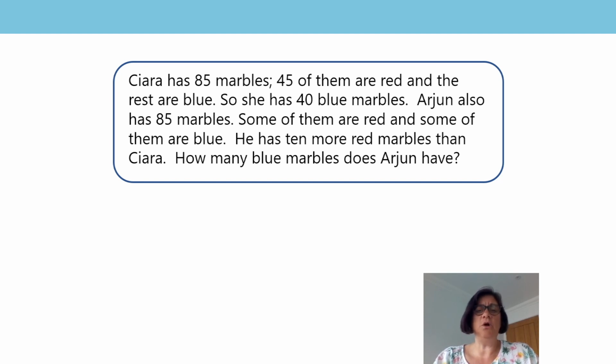Well, we know how many marbles Kira has and that 45 of them are red and 40 are blue. And we can represent this in an equation like this, where the minuend is the total number of marbles and the subtrahend is the red marbles. This tells us that the difference is the number of blue marbles. We also know that Arjun has the same number of marbles as Kira, 85. How could I work out how many red and how many blue marbles he has? How could I represent it?